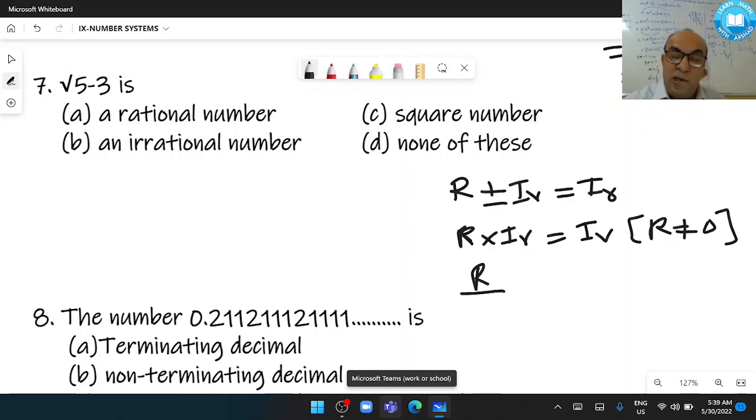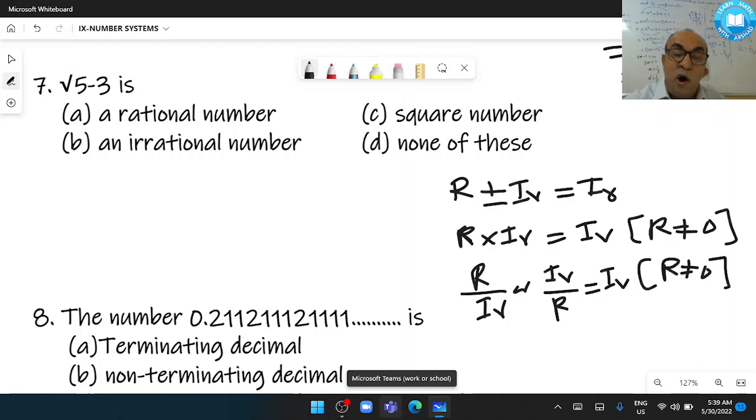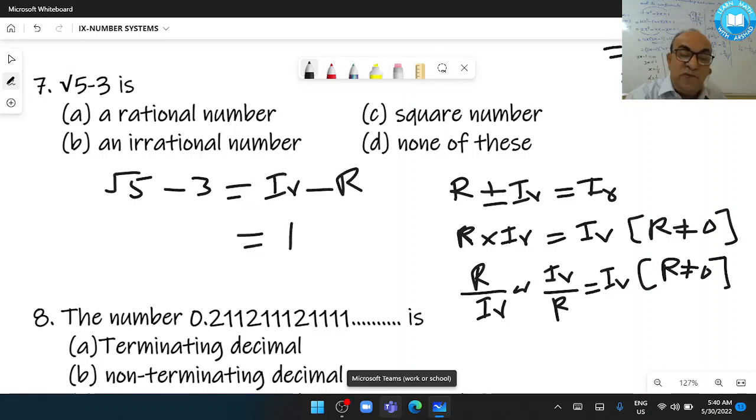And rational divided by irrational, or irrational divided by rational, is equal to irrational, but here also r should not be equal to 0 in all these cases. So here, square root 5 minus 3: square root 5 is irrational and 3 is rational, so this difference will be irrational.